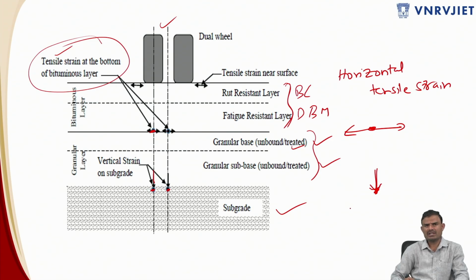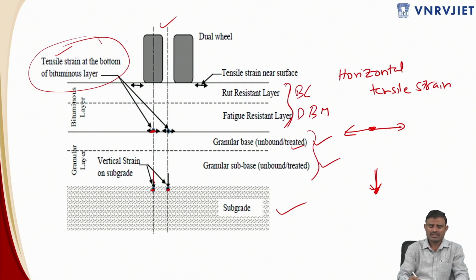I repeat, the two critical locations which are necessary for assessing the distresses: one is, for fatigue, the horizontal tensile strain at the bottom of the bituminous layer, and the other one is, for the rutting condition, the vertical compressive strain on the top of the subgrade.